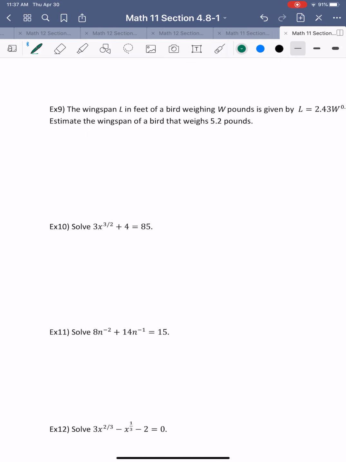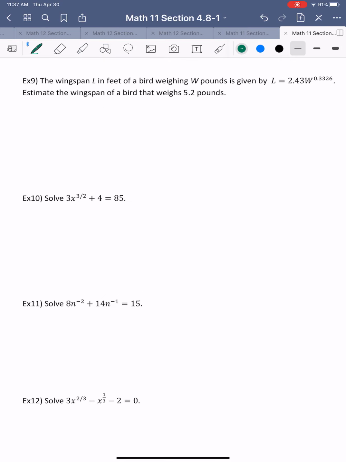Okay, let's look at number 9. The wingspan L in feet, as a function of weight W in pounds, is given by L equals 2.43 W to the power of 0.3326. Estimate the wingspan of a bird with a weight of 5.2 pounds. So to find the wingspan L, it's 2.43 times W, which is the weight 5.2, to the power of 0.3326, and I got about 4.2. That's the wingspan.